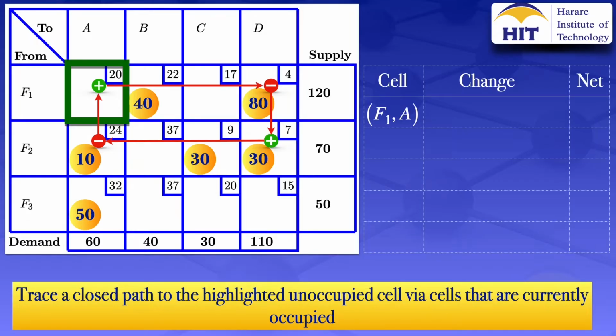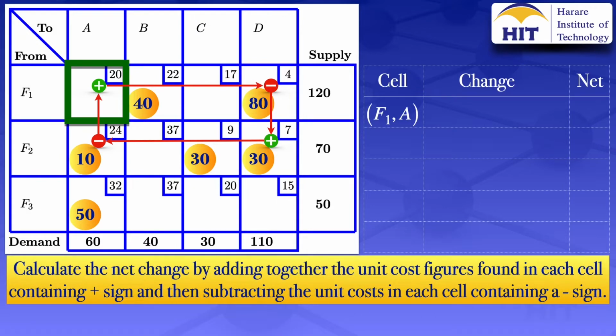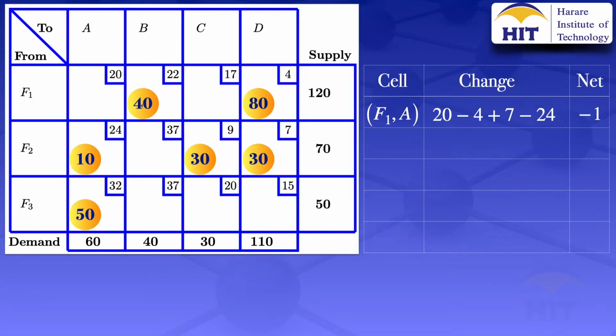So what we now need to do is to calculate the net change by adding together the unit cost figures found in each cell containing a plus, and then subtracting the unit costs in each cell containing a negative sign. So it will be 20 minus 4, then plus 7, then minus 24. So our change will be 20 minus 4 plus 7 minus 24, which will give us a net change of minus 1. We now move on to the next cell and repeat the same process.